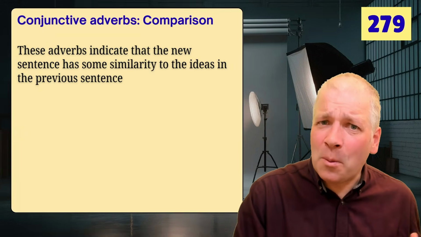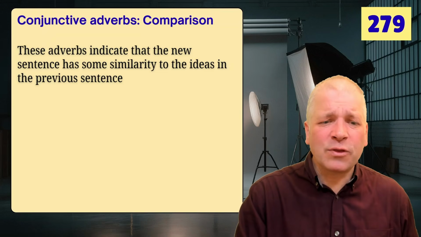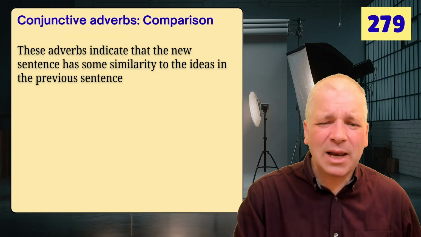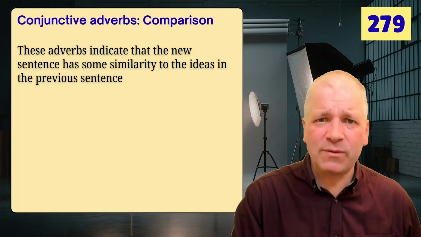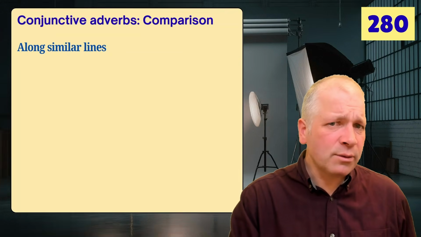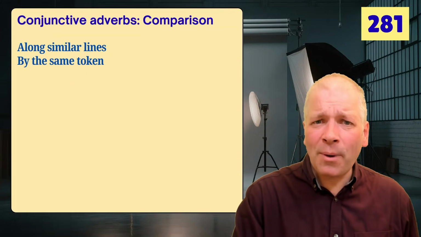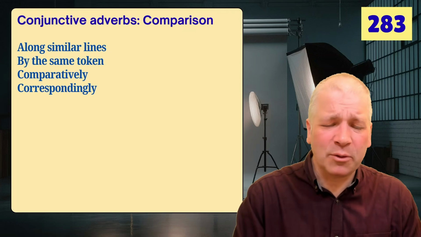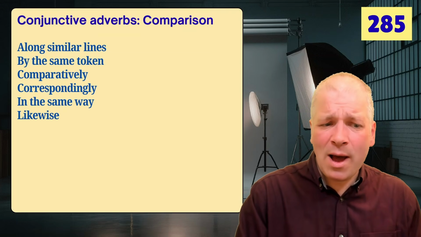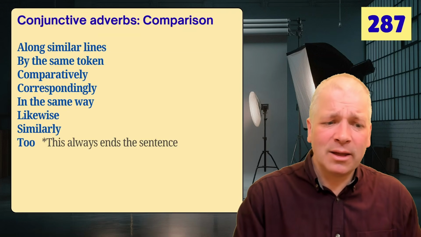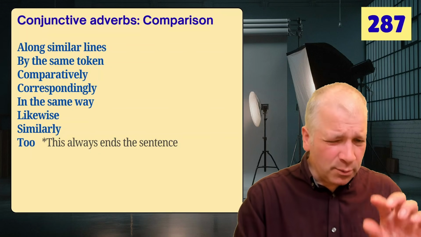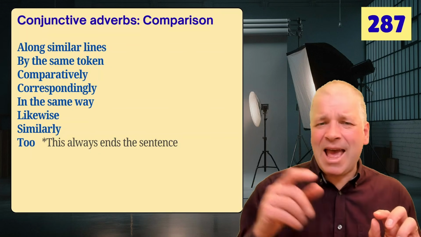Conjunctive adverbs of comparison. These adverbs indicate that the new sentence has some similarity to the ideas in the previous sentence. So along similar lines, by the same token, comparatively, correspondingly, in the same way, likewise, similarly, and too. But if you use too, bear in mind this always ends the sentence.